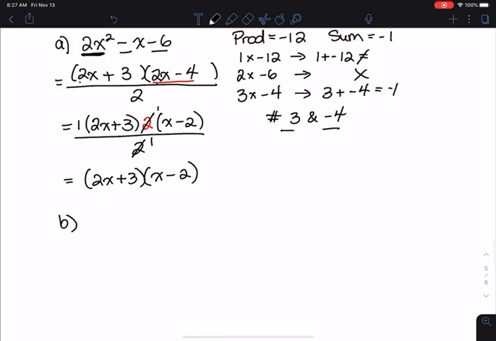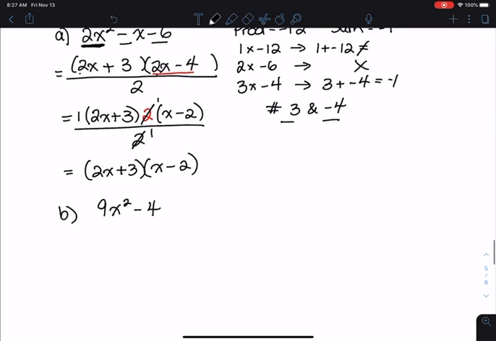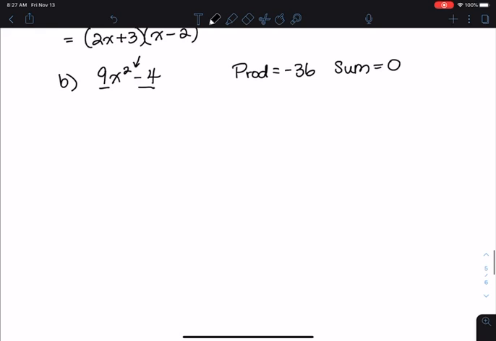Let's do another example just to solidify this. 9x squared minus 4. So again, we start with product and sum. The product here is the coefficient to x squared multiplied by the constant, which is negative 36 in this case. And my sum, what's my sum? The middle term, the coefficient to x is missing, so that means that the sum is 0. So now I'm looking for a product of negative 36 and a sum of 0.